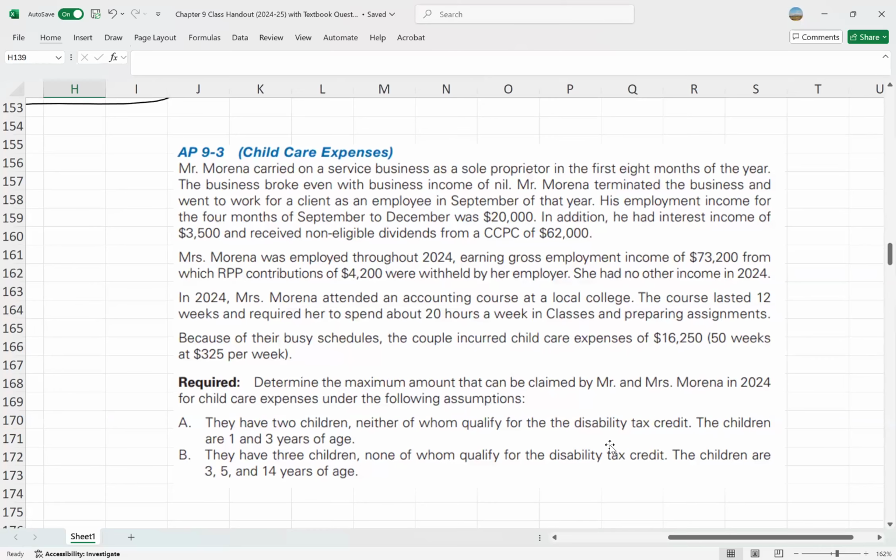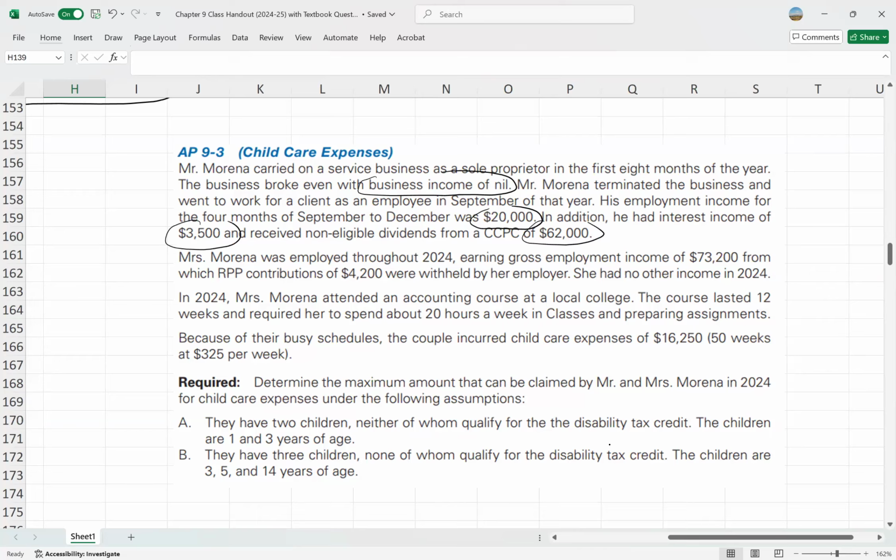So we have this couple, Mr. Morena and Mrs. Morena. Mr. Morena carries on a business as a sole proprietorship. He did that for the first 8 months of the year. The business was not successful. It basically broke even, so the business income was nil. After that, he terminated the business and started working full-time as an employee. And his employment income for the last 4 months of the year was $20,000. He also had interest income. He also had non-eligible dividends.